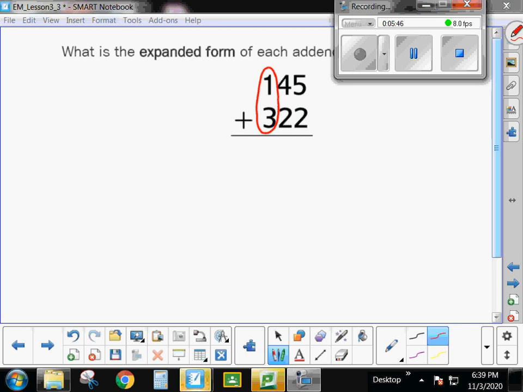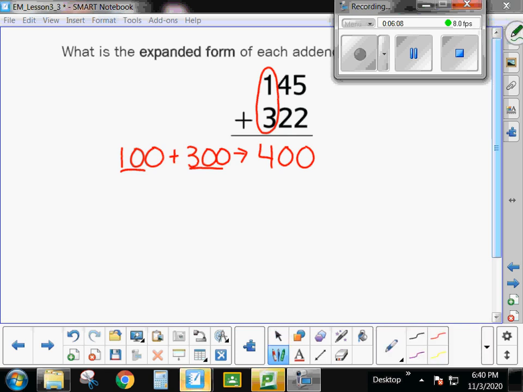So we're going to come off to the side here. This 1 is in the hundreds place, so it's really 100. And this 3 is in the hundreds place also, so its value is 300. Okay, and when I add 100 plus 300, I get 400.